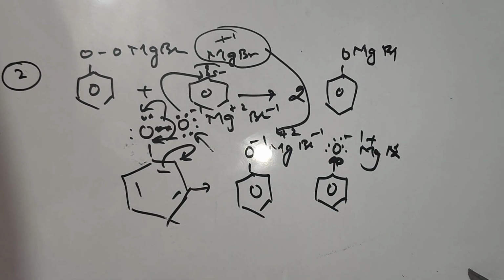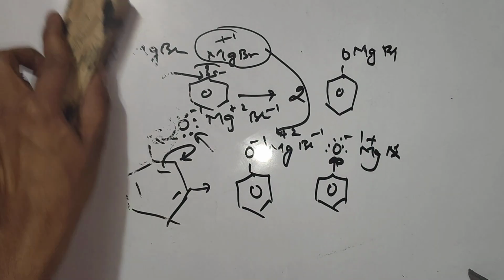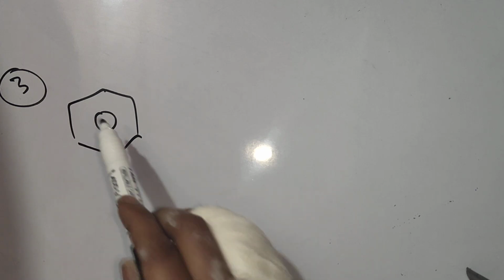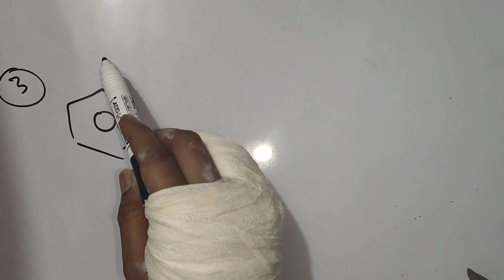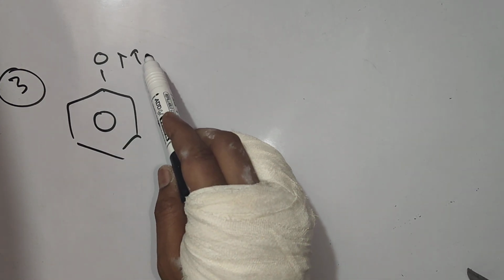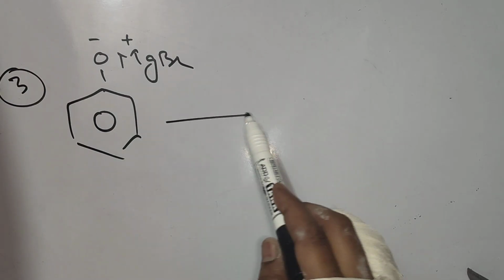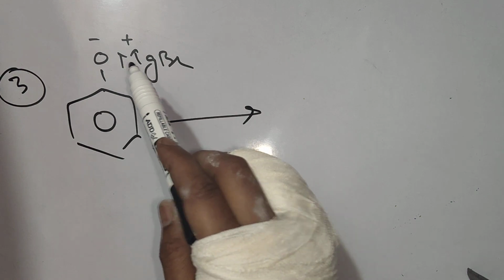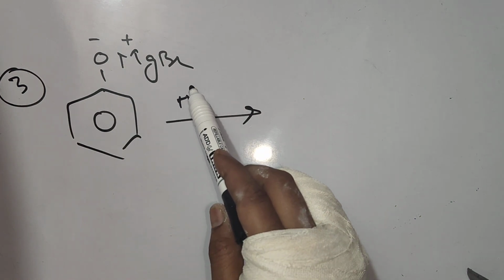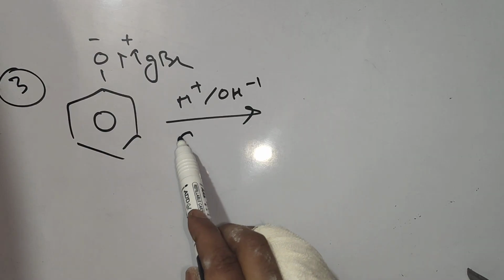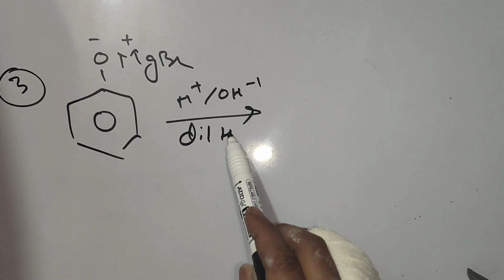Now the last step, very easy. The third step involves hydrolysis, and already we have discussed what hydrolysis is. This is negative, this is positive. Hydrolysis means breaking bonds between atoms with the help of H positive and OH negative. From where are we getting them? We are getting them from dilute HCl.